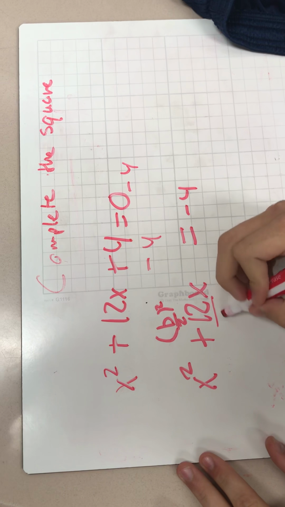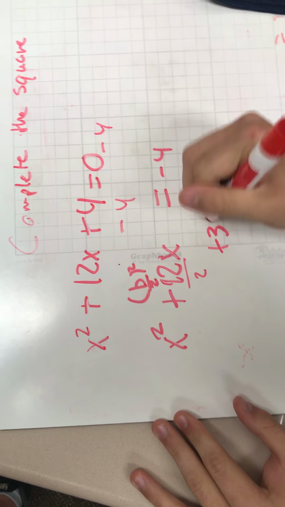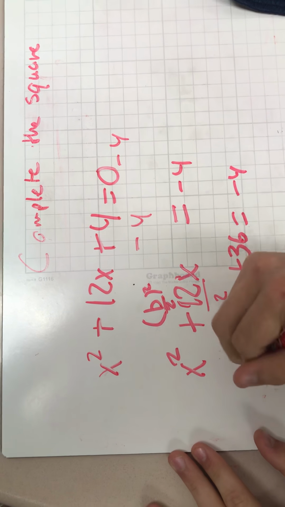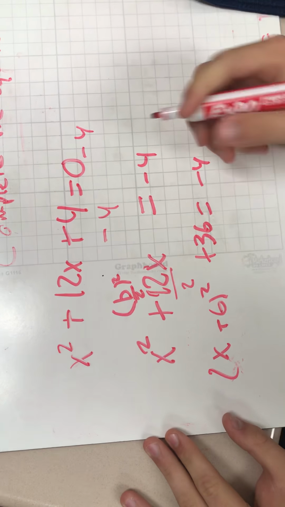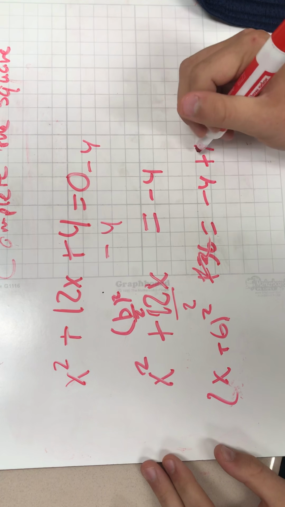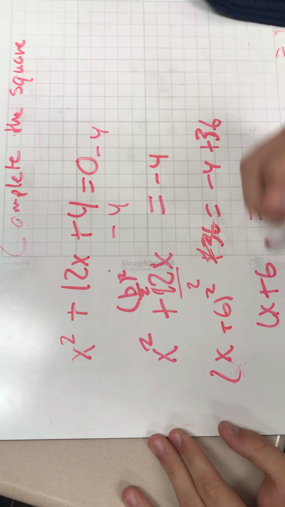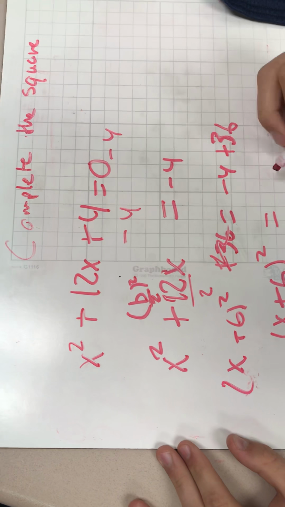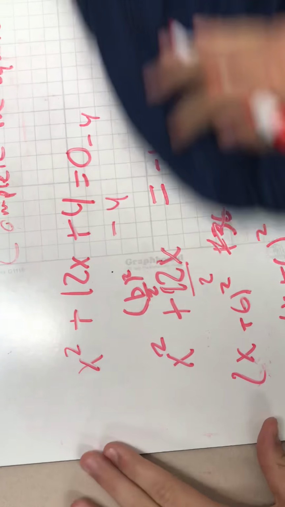So here, 12 divided by 2 is 6, squared is 36. So x plus 6 squared plus 36. And now, the same, we have to do the same to the right as we did to the left. And now we have x plus 6 squared equals 32. Now let's do it again.